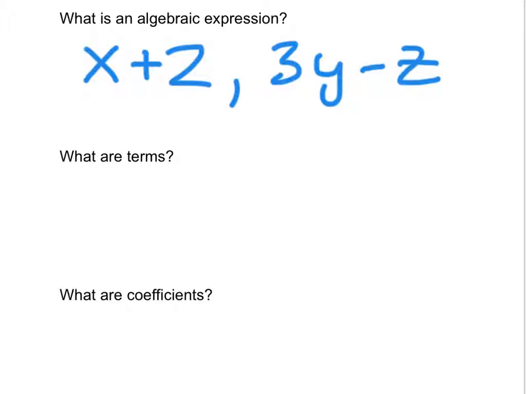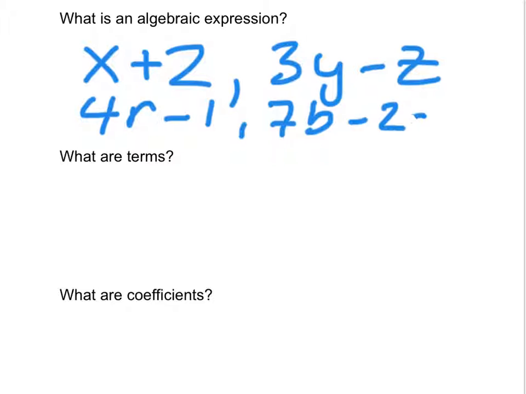So if I have 4r minus 1, there's another one. What about 7b minus 2a plus 1? So these are examples of algebraic expressions. Now the next bit, what are terms? The terms are the pieces that make up the expression. So for example, if I look at this one here that I've just written, 7b minus 2a plus 1.